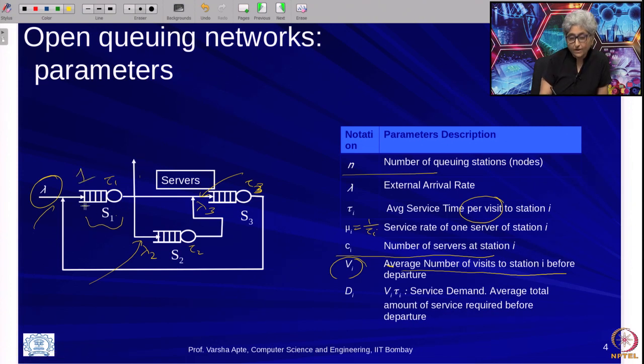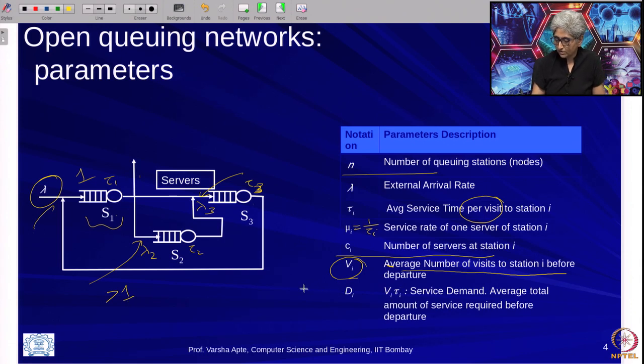But there is a very good probability that they may come back. There is a non-zero probability that they may come back, and then the average will actually end up being greater than 1. Okay? The average number of visits that you do to S1 will end up being greater than 1, and we need to know that number. So, this is an input to the queuing network description.